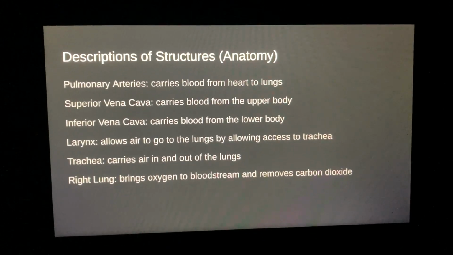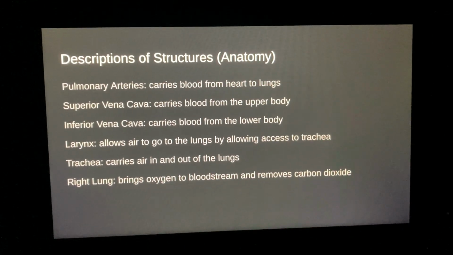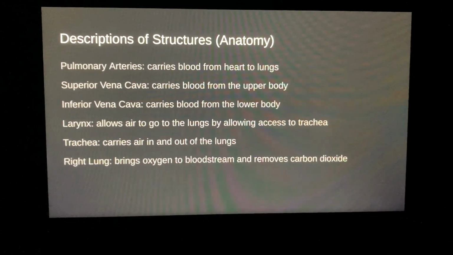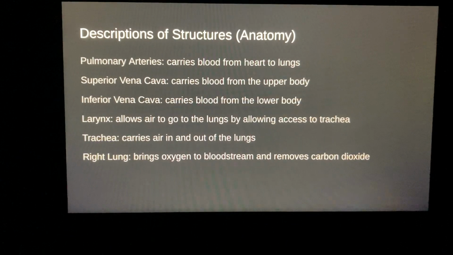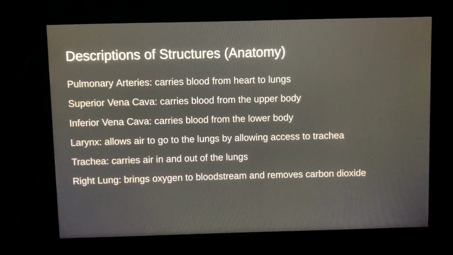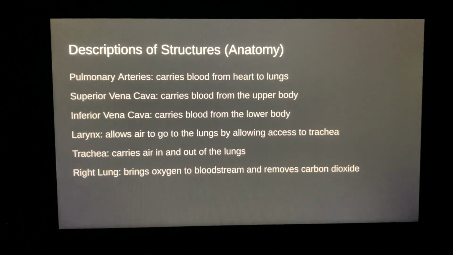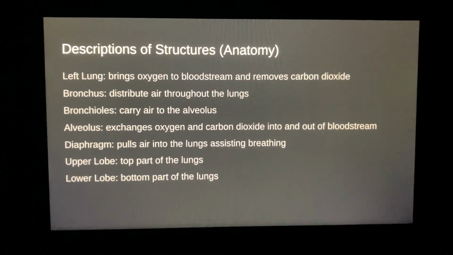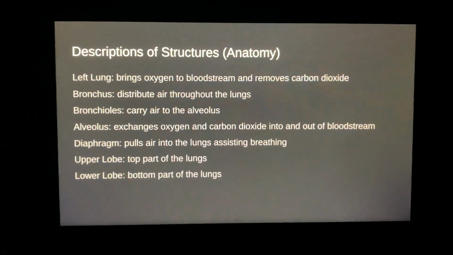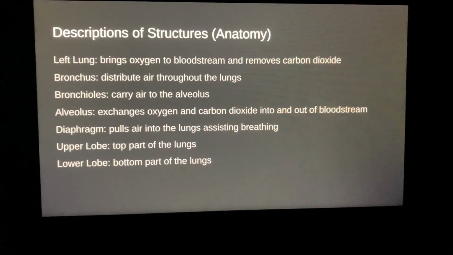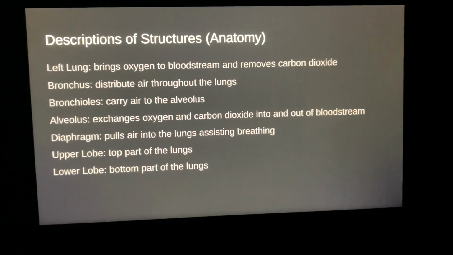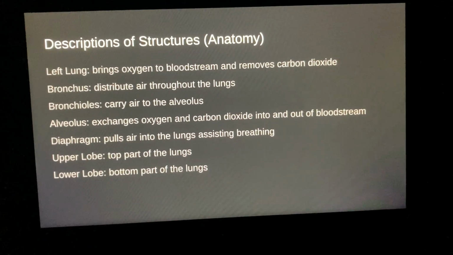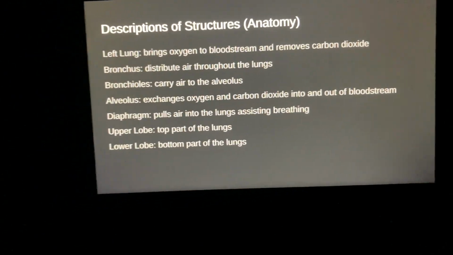body. The larynx allows air to go to the lungs by allowing access to the trachea. The trachea carries air in and out of the lungs, which it gets from the larynx. The right lung brings oxygen to the bloodstream and removes carbon dioxide. The left lung also brings oxygen to the bloodstream and removes carbon dioxide. The bronchus is in charge of distributing the air throughout the lungs. The bronchioles carry air to the alveolus. The alveolus exchanges the oxygen and carbon dioxide into and out of the bloodstream. Those are the little sacs.